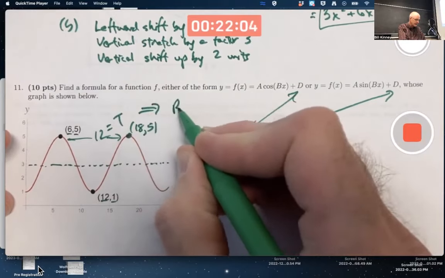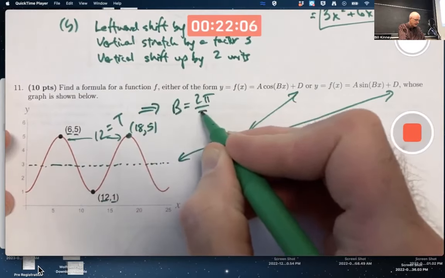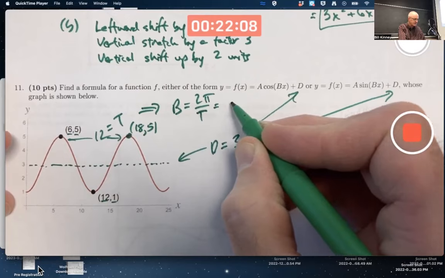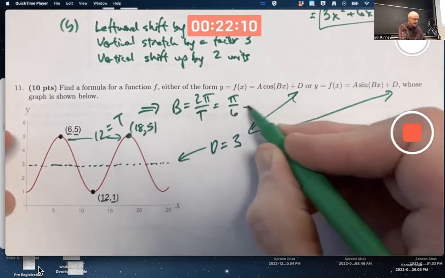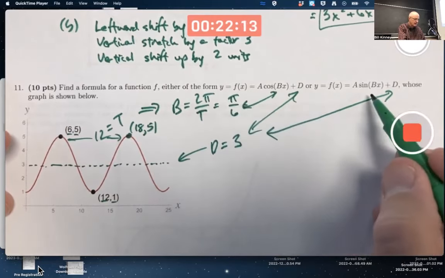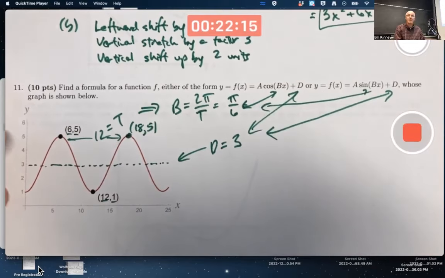So that means the B is 2 pi divided by capital T. 2 pi divided by 12 simplifies to pi over 6. So that's the B. Again, whether you use the cosine or the sine, I'm not saying yet whether you should use the cosine or the sine.